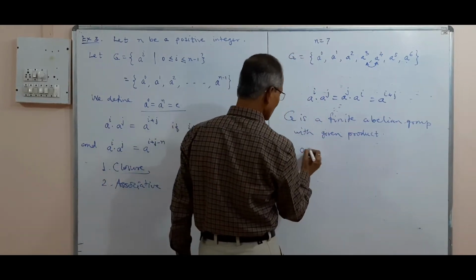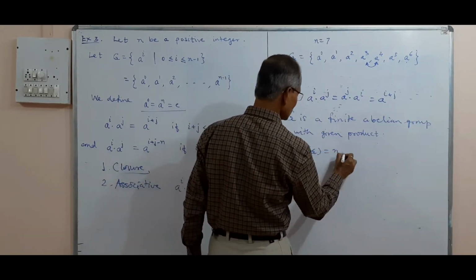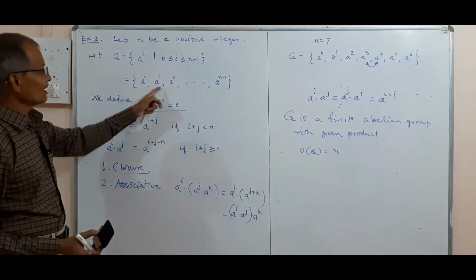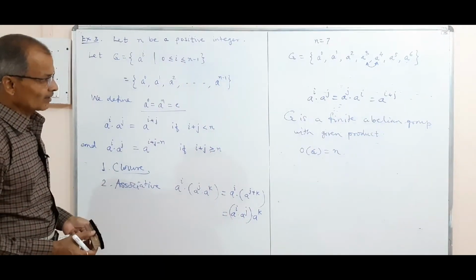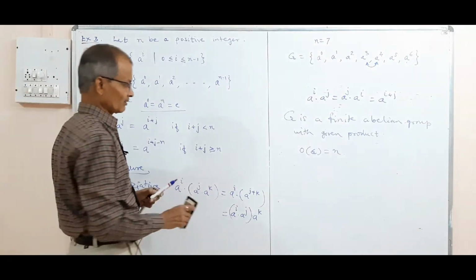And further, what is the order of G? The number of elements in G is n. The total number of elements is n, and therefore this is an example of a finite abelian group.